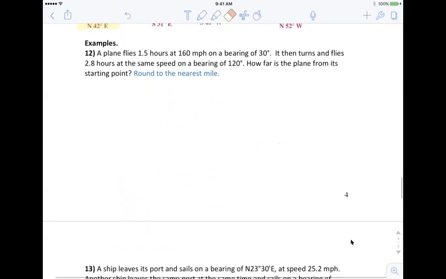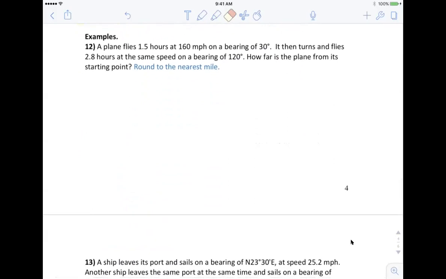Okay, so for this one, a plane is traveling on a bearing of 30 degrees. Think about a compass, where this is due north. If the plane is traveling 30 degrees, that's 30 degrees clockwise from the north. There's 30. This angle right here, 30.